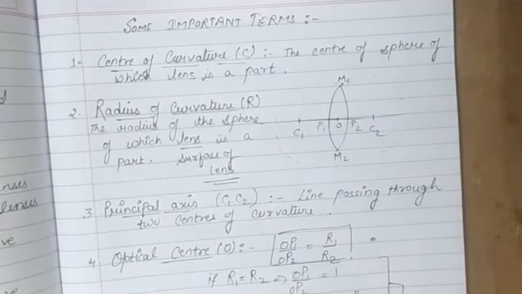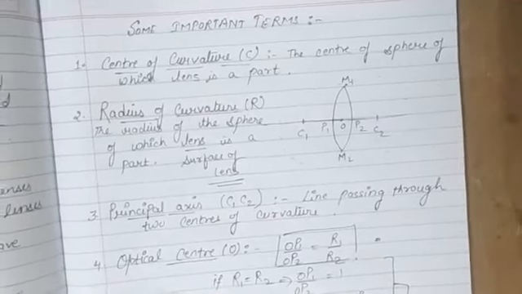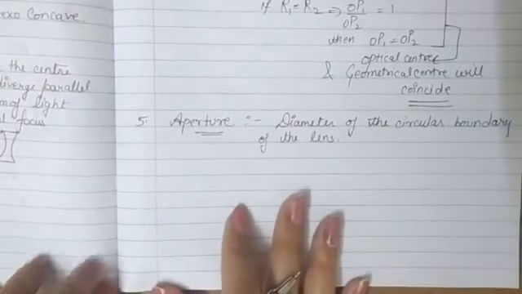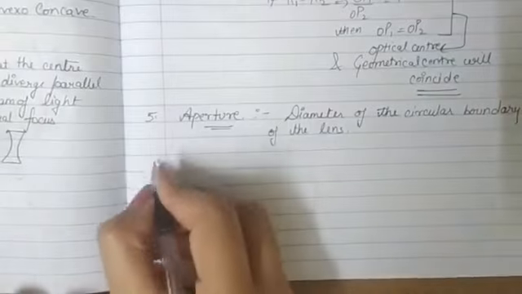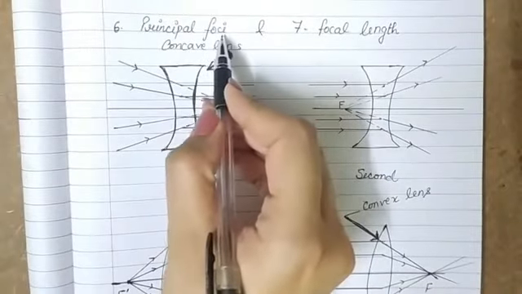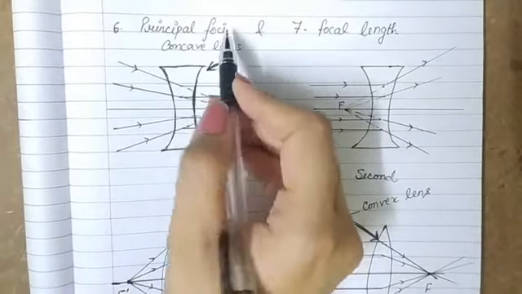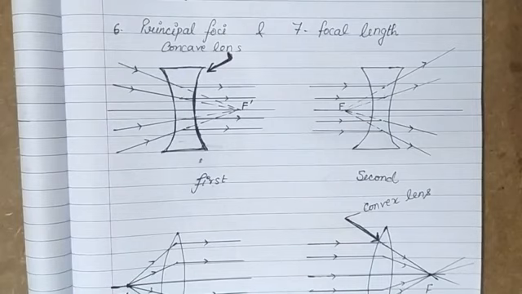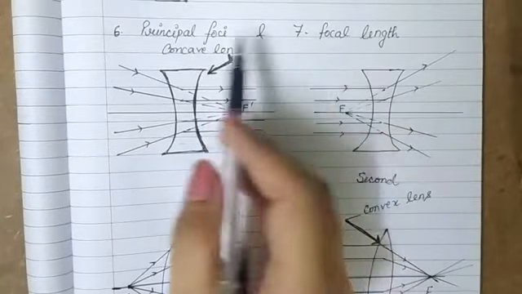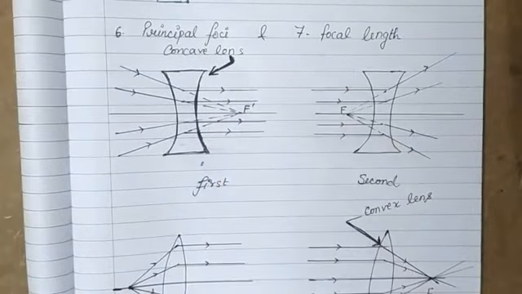Now the remaining two terms that we have, number 6 and number 7, are the principal foci and the focal length of the lens. Sixth is the principal foci. We are using the word foci here because it is the plural form of the word focus, as each lens has two principal focus. So we call them principal foci. And seventh term is focal length. So these two terms we are going to define simultaneously.